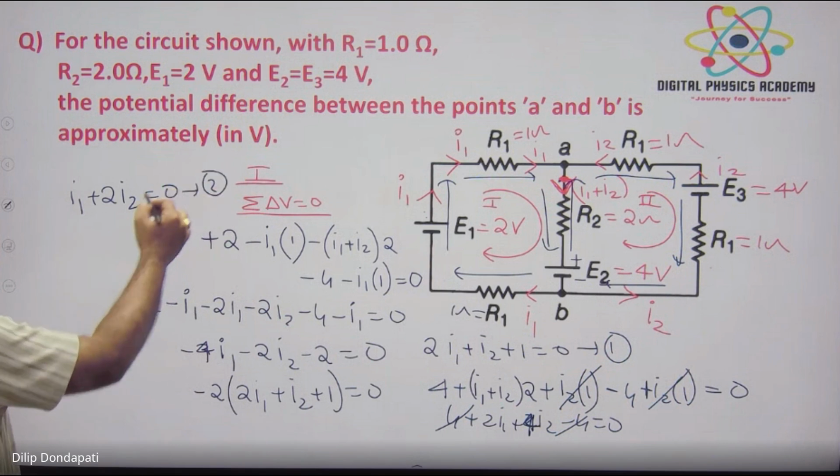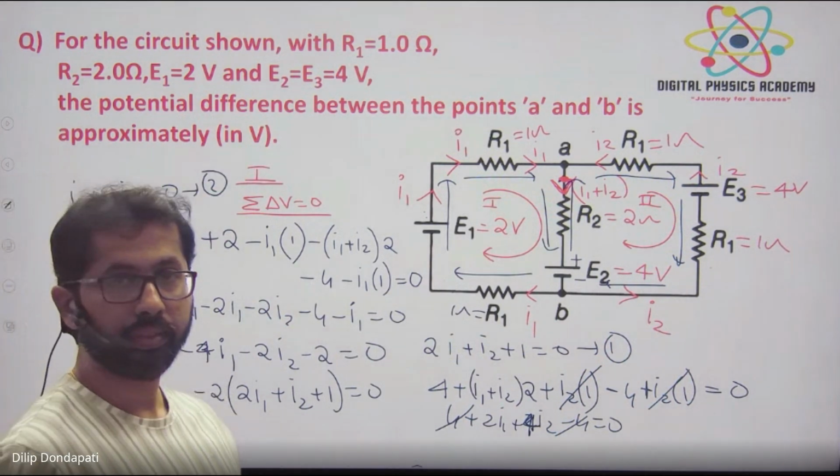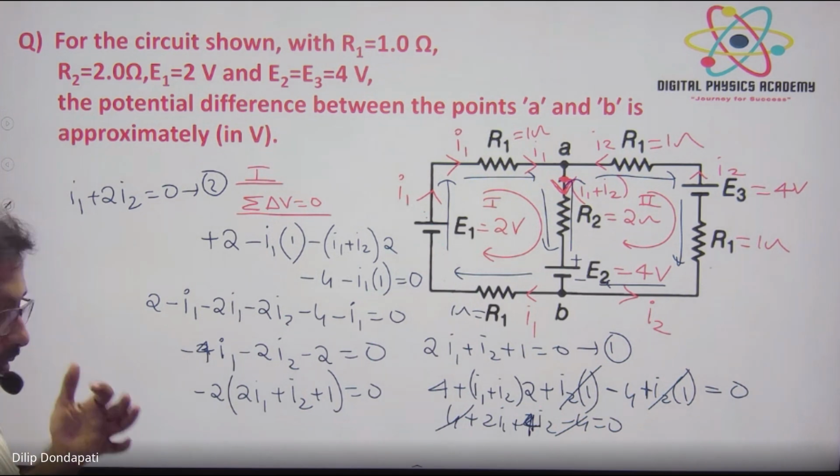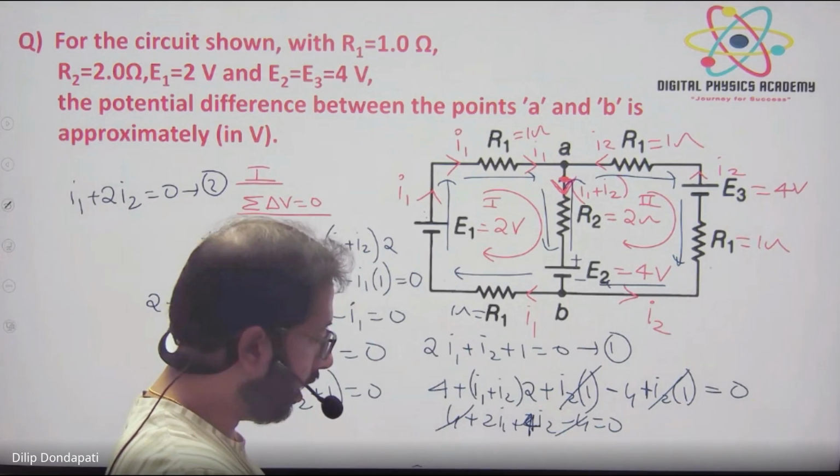Second equation. Sign convention mistake मत करो. Now solve these two equations. First equation, second equation solve करो. Sir, I2 is 1 by 3, I1 is minus 2 by 3. I1 is minus 2 by 3, I2 is 1 by 3.